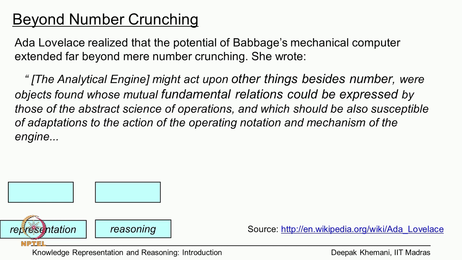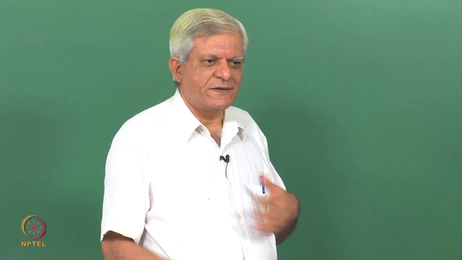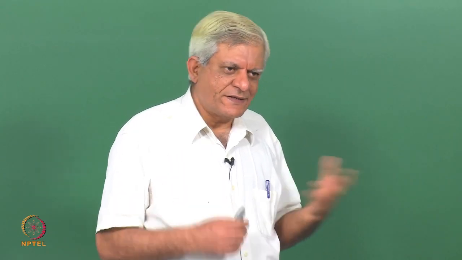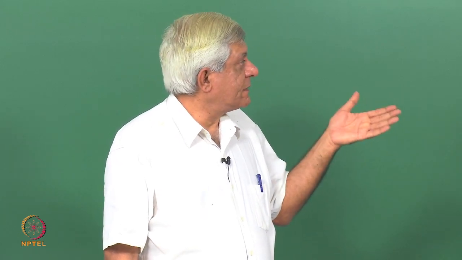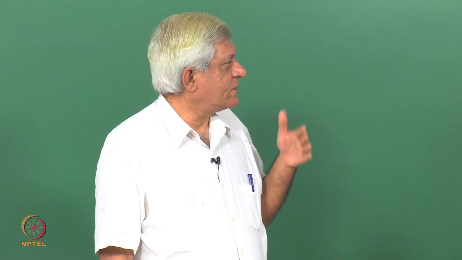He never built the analytic engine, but he had a good design. Much later, people built it after him. He says that it might act upon other things besides number, where objects were found whose mutual fundamental relations could be expressed by those. So, if you can find relations between elements, then the abstract sense of operation should be susceptible to adaptations to the action of operating notation.